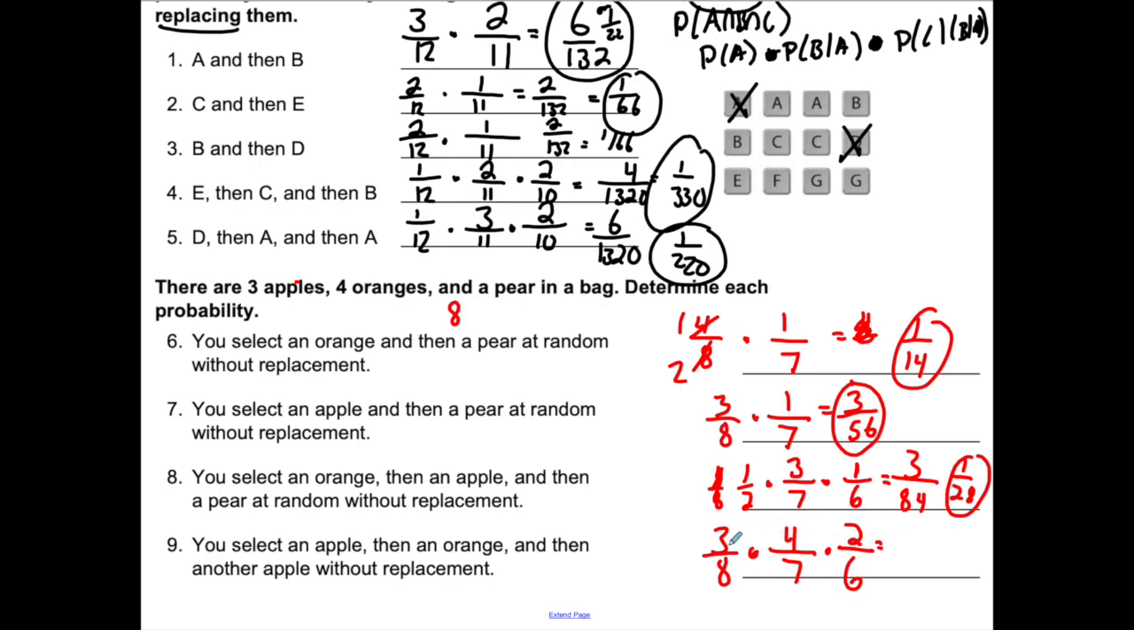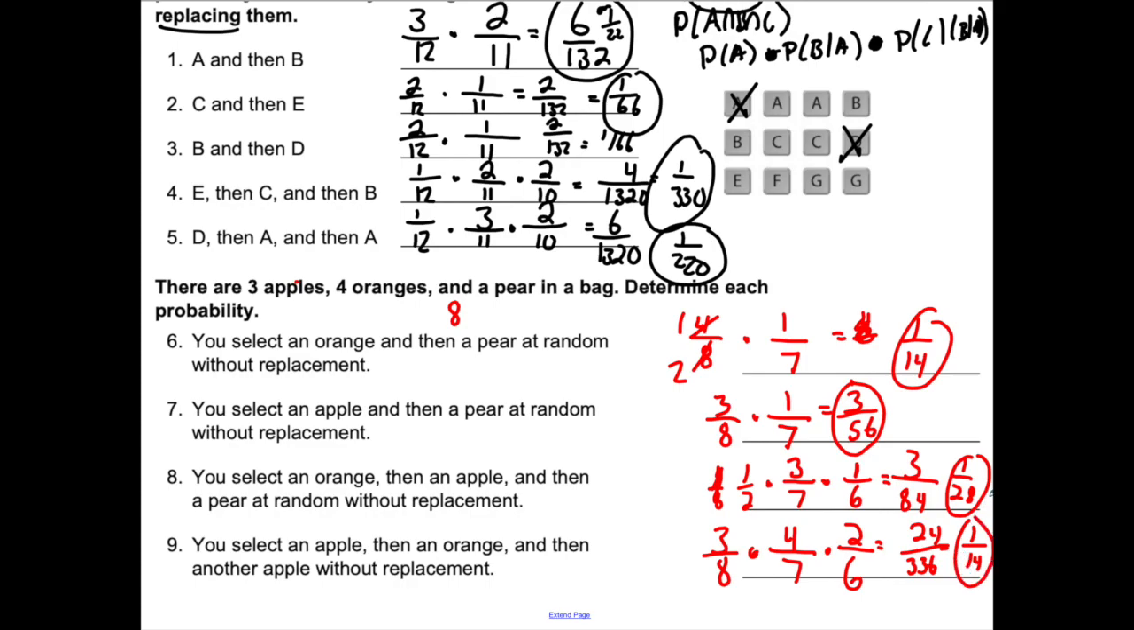So I got 3 times 4 times 2, which is 24, over 8 times 7 times 6, which is 336. And what I'm going to do is I'm going to go ahead and convert that to a fraction. And when I do that, I get 1/14.